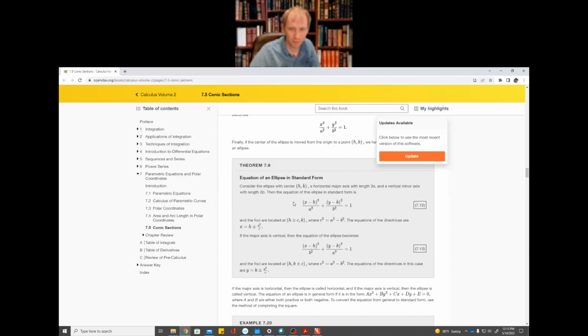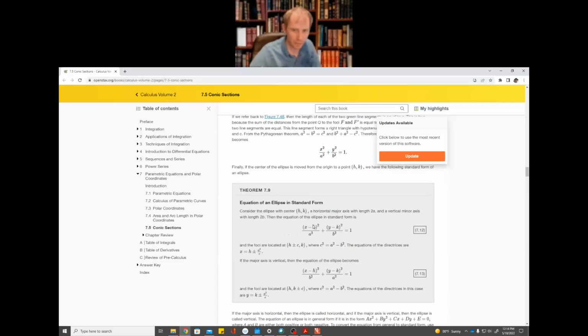Here's a formula for the equation of pretty much any ellipse: (x minus h) squared over a squared plus (y minus k) squared over b squared equals 1. Rather than try to remember what goes where, I know that (h, k) is the center, and the x value goes with the x, the y value goes with the y.